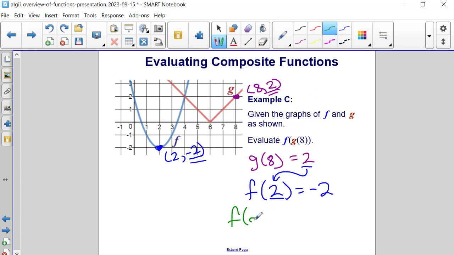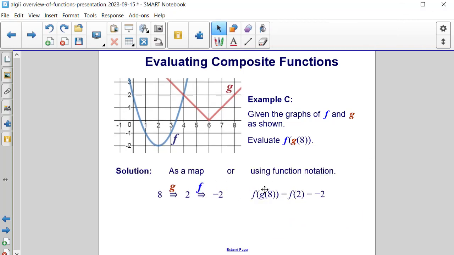Therefore, f of g of 8 is equal to negative 2. And here is the solution. You could find the solution using function notation, which is how it was originally worked out in this video, or you could also write it in terms of mapping. You could go from 8, go through g, and end up at 2, and then take 2 and go to that x-coordinate on f, and then it produces -2 as the final answer.